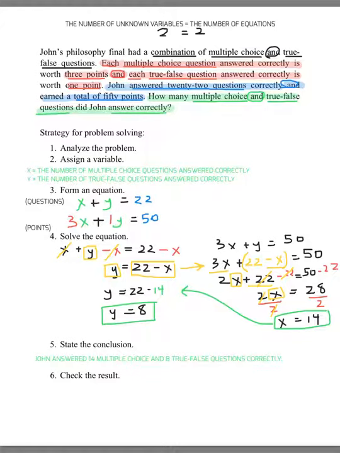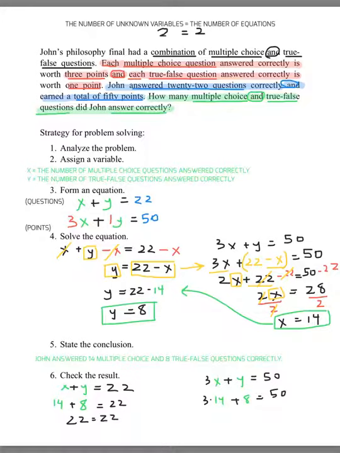Now let us go ahead and check the result. First things first, we're going to copy down the original equations. The original equations from step 3 are x plus y is equal to 22 and 3x plus y is equal to 50. Now we're going to substitute their corresponding values that we found. That's going to leave us with 14 plus 8 is equal to 22, and 3 times 14 plus 8 is equal to 50. Simplifying the first equation, we end up with 22 is equal to 22.